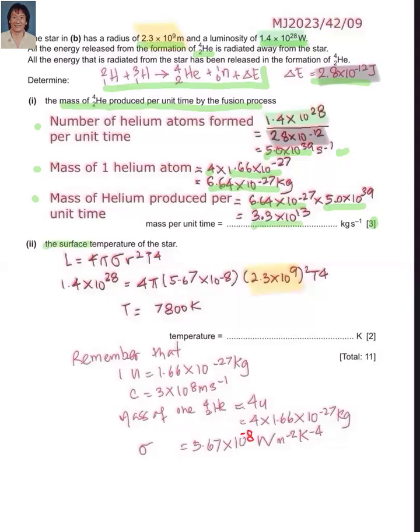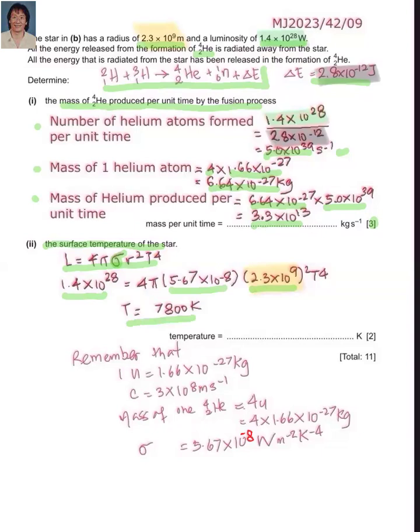Then in part 2, to calculate the surface temperature of the star, we use the Stefan-Boltzmann equation. L equals 4 pi, the Stefan-Boltzmann constant which is a constant of proportionality, r squared and T to the power 4. We know that the luminosity is 1.4 times 10 power 28. The Stefan-Boltzmann constant is 5.67 times 10 minus 8. And we know the radius of the star is 2.3 times 10 power 9. So you can find the temperature, and the temperature is found to be 7,800 Kelvin.